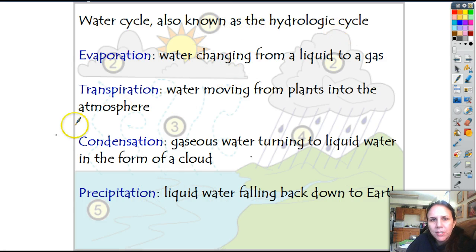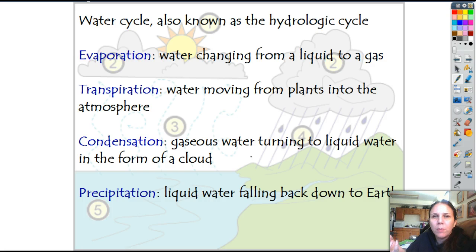Once the water's up in the sky, we have condensation. Condensation is when the gas water turns into liquid water, usually in the form of a cloud. When the cloud doesn't contain a lot of water, the cloud is big, white, and fluffy. And as we know, when the cloud starts to get full of water, it turns darker. The bottom of it looks soaked.